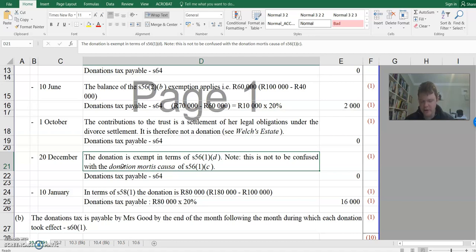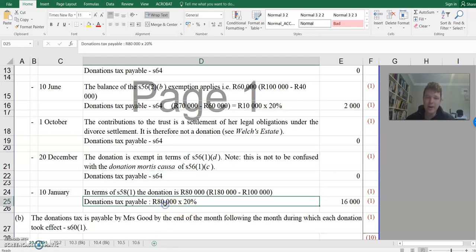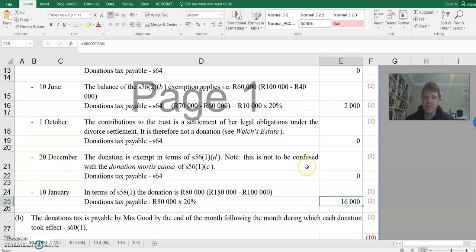On the 10th of January, she sold her car with a market value of 180,000, but she sold it to a friend for 100,000. So she's selling stuff here at below its value. So there's going to be a deemed donation on the difference between the market value and what it was actually sold for. So 80,000. There's nothing of the 100,000 left because you've used it all. So 80,000 times 20%, 16,000.